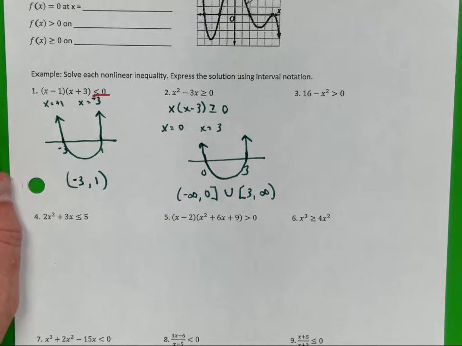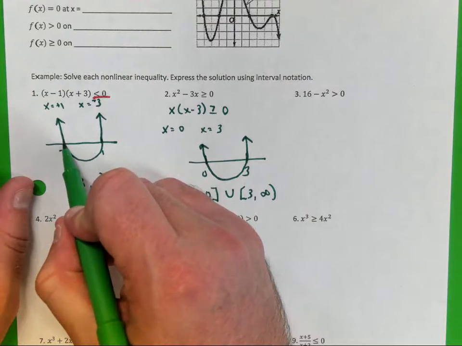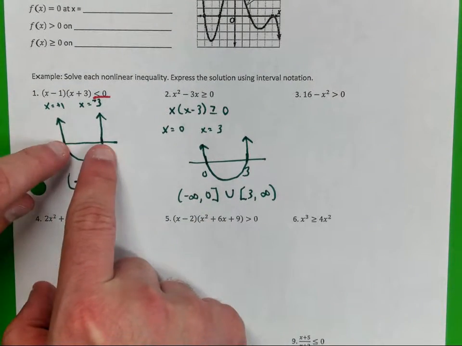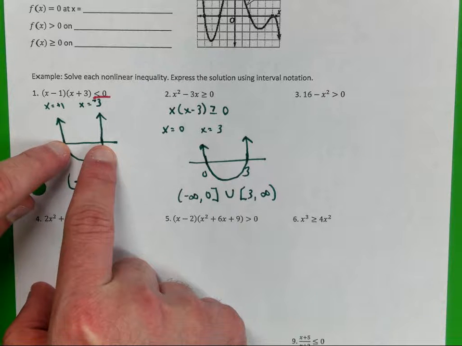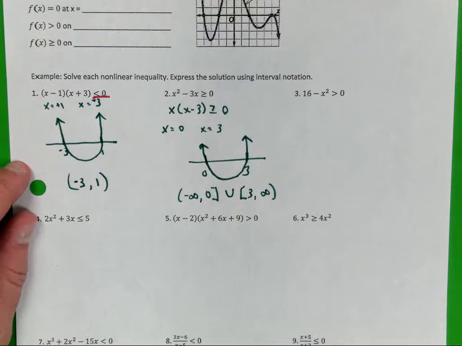You're saying, why is number 1 not negative infinity? Because I want the part that's less than 0, and the part less than 0 is below the line, and it's below the line from negative 3 to 1. You're trying to find the range, basically? Yes.